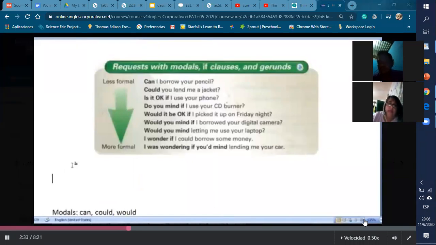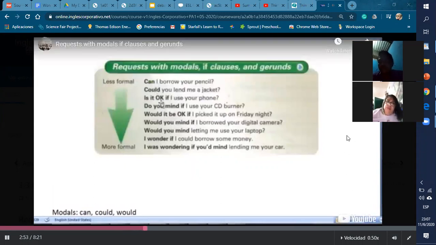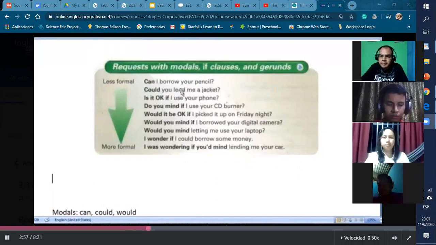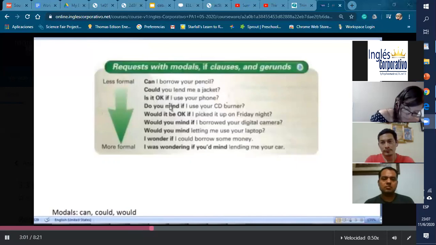So let me just quickly point out the examples that we see here. So as you can see, we on the left, we see that if I use the expression, can I borrow your pencil? That is something that I will typically ask a friend, someone that I'm very close to, right? So it's an informal way. It's not rude, by the way. It's simply the other ways to ask are just a bit more polite. Can I borrow your pencil? Could you lend me a jacket? Is it okay if I use your phone? Do you mind if I use your CD burner? Would it be okay if I picked it up on Friday night? Would you mind if I borrow your digital camera? Would you mind letting me use your laptop? I wonder if I could borrow some money. And finally, I was wondering if you'd mind lending me your car. So again, these are just different ways that you can ask for things.